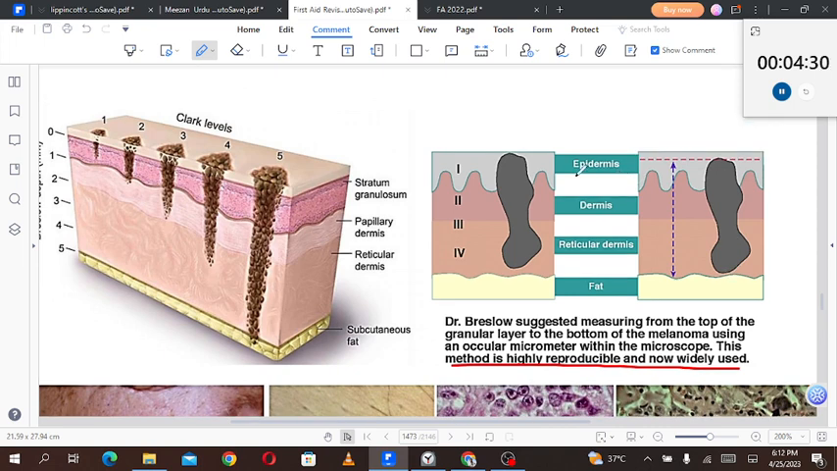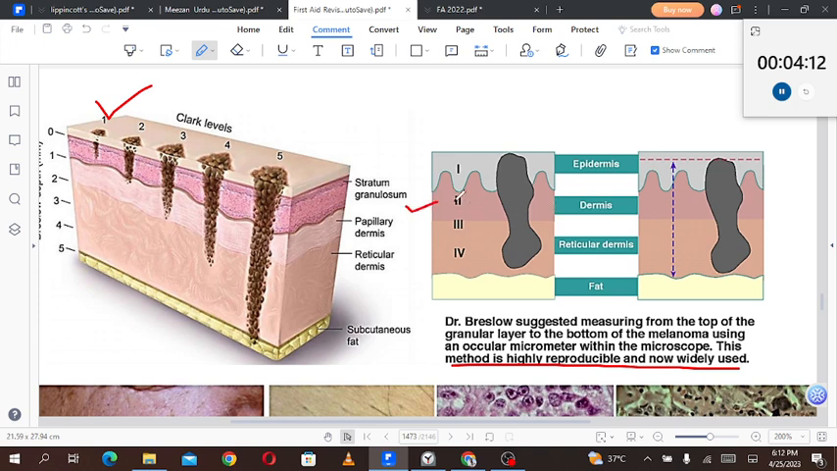So if it is present only in the epidermis, the upper layer is epidermis. So if it is present only in the upper epidermis, it is grade 1, right? It is a Breslow's 1 or Clark level 1. If it is present in the number 2 is dermis.